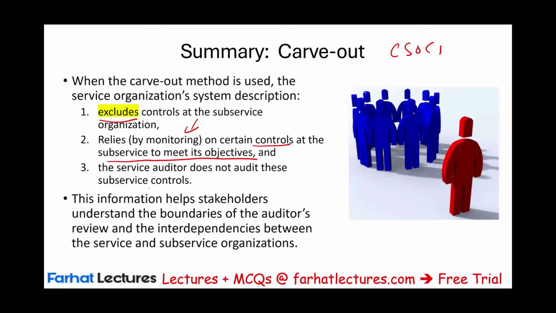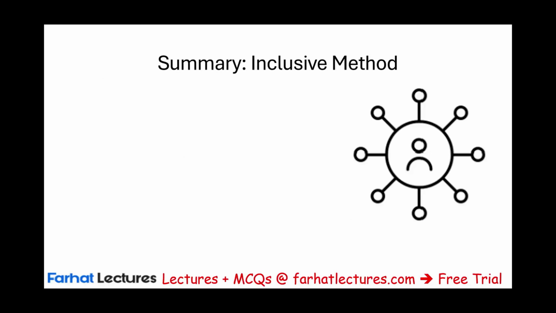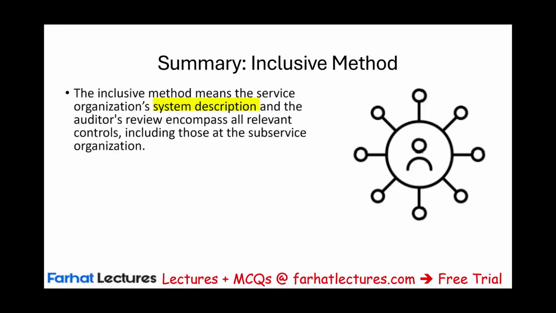The information helps the stakeholder understand the boundaries of the auditor's review and the interdependencies between the service and the subservice organization. In an inclusive method, the service organization system description and the auditor's review encompass all relevant controls, including those at the subservice. Well, here we are including them in our system description. They are within the scope of the audit.